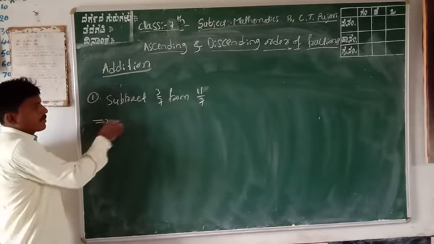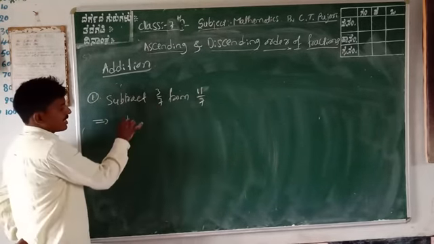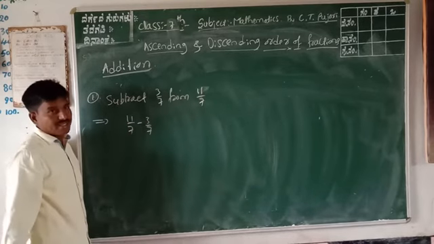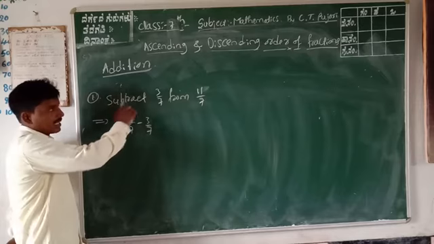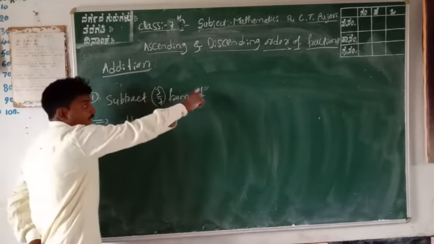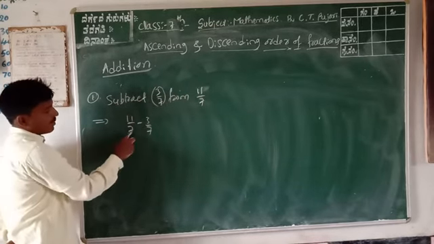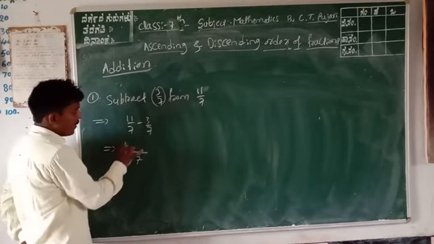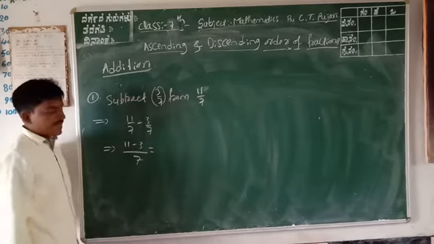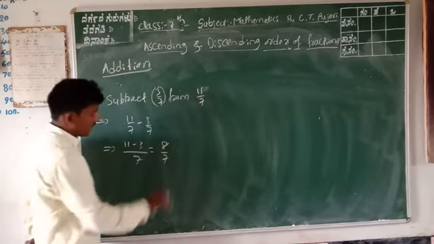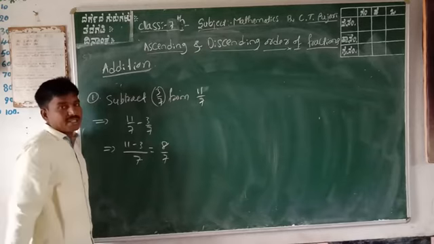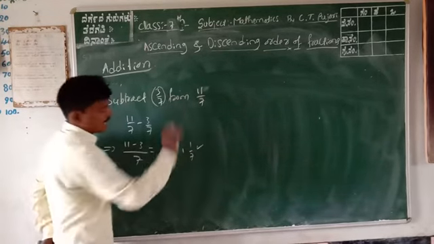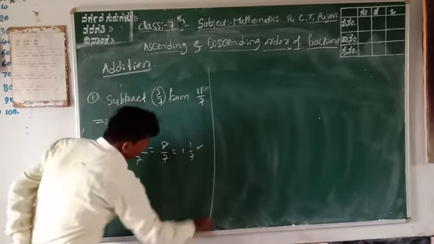The mathematical statement you can write as this equation. Therefore, 11 by 7 minus 3 by 7. This is the correct method, because we subtract 3 by 7 from this number. The answer is the same denominator. Therefore, 11 minus 3 is 8 by 7. 8 by 7 is an improper result and can be written as a mixed fraction: 1 integer 1 by 7 is the right answer.